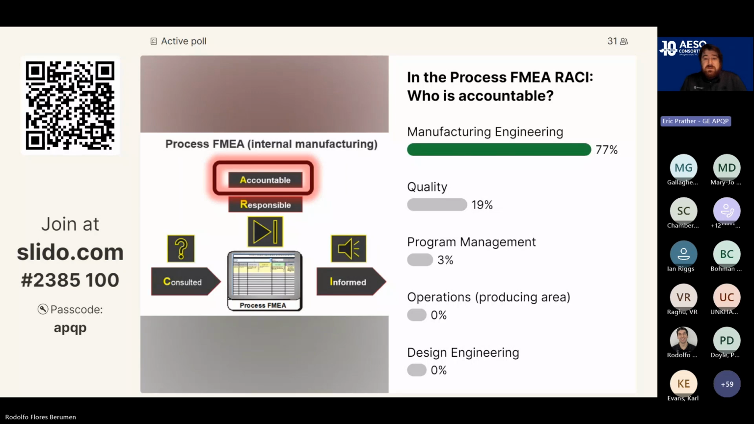So accountable, again, is who is the person that owns this? Who is responsible to, or I shouldn't say responsible there. Who is the person that we have to make sure is getting it all done, keeping everything on track and ensuring the PFMEA is completed?